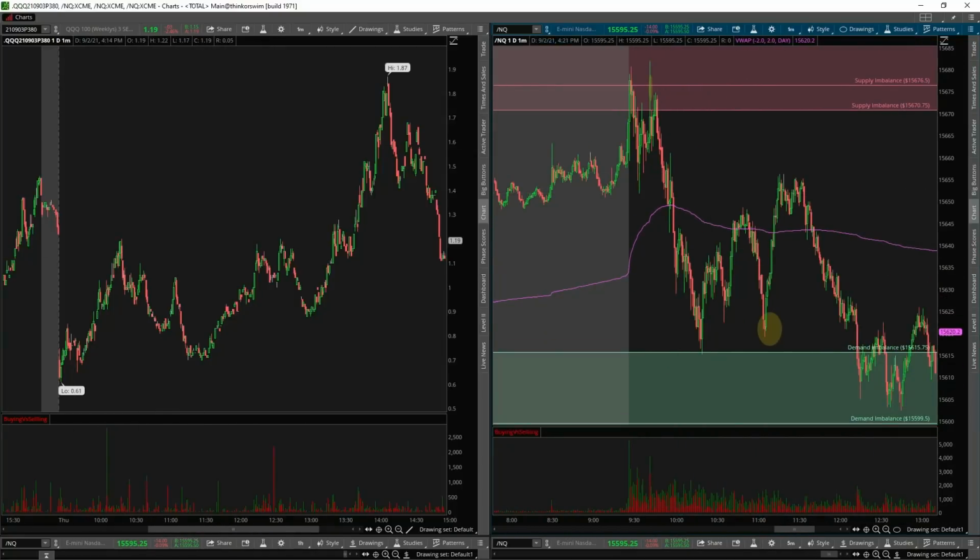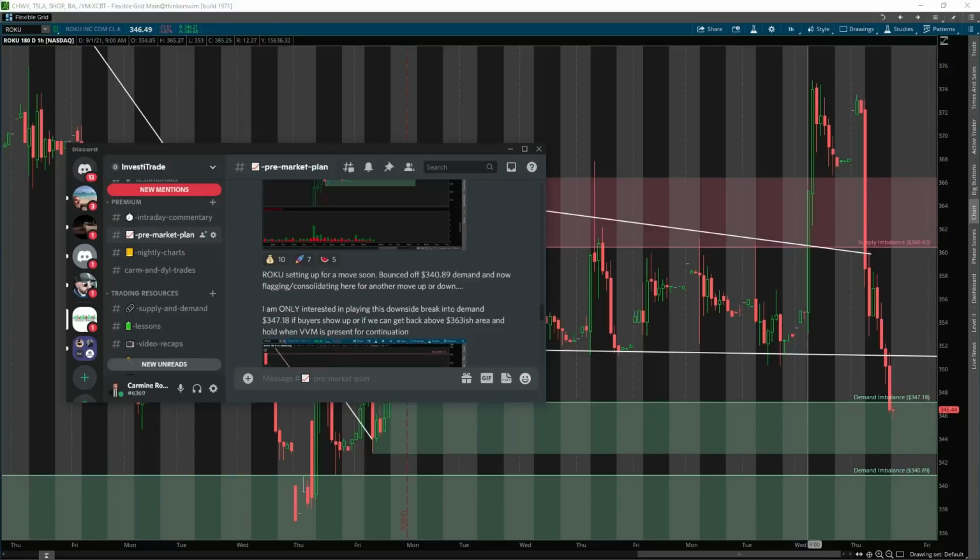Briefly want to get into this ROKU trade. This is why it's very important for you to plan and execute when that plan triggers and be able to react. No one can predict what's going to happen next in the market. Instead, we have to plan out, execute, and react. We've been watching this for the past 2 weeks. It finally came to life on Wednesday, September 1st. It was bouncing off the 340.89 demand. We were flagging, consolidating for another move up.